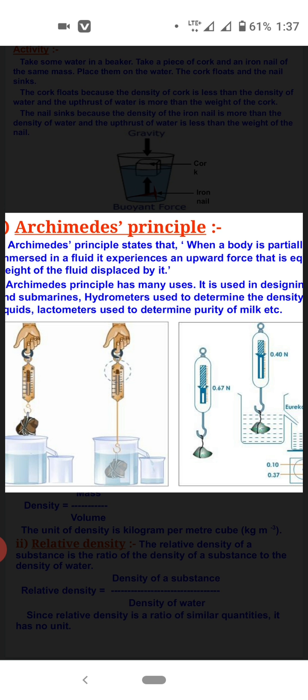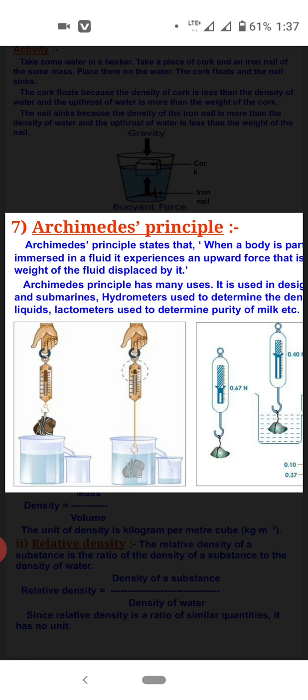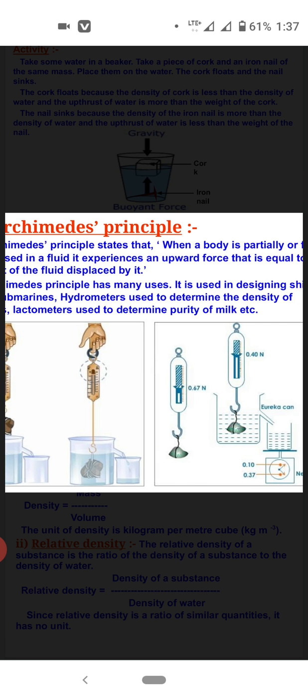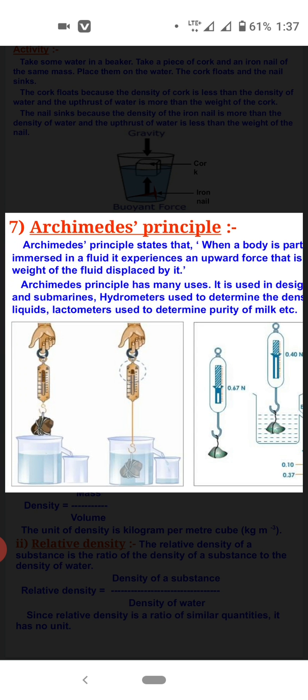So, Archimedes' principle is stated as: when a body is immersed fully or partially in a liquid, it experiences an upward force that is equal to the weight of the fluid displaced by it.